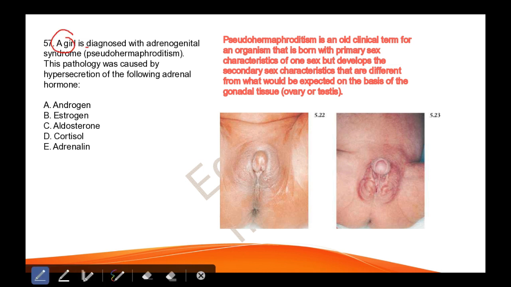This is a girl diagnosed with adrenogenital syndrome. This is pseudohermaphroditism. This is because of an adrenal hormone hypersecretion, which is androgens. This is a male hormone that is normally secreted in the female body, but in low doses. But for pseudohermaphroditism, we have a high level of androgens in the blood that will cause the secondary sex characteristics to appear after the primary normal sex characteristics in a girl.